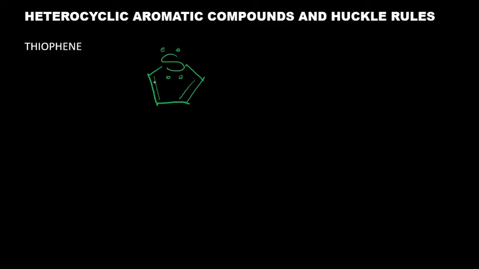How many pi electrons do we have there? Okay, we have 6 pi electrons because this pi bond is giving us 2 electrons, this is giving us 2, and then we have these 2 lone pairs. Don't worry about this, we'll come back to this later. So we have 6 pi electrons, and it is conjugated. And so we can boldly say that our thiophene is aromatic.